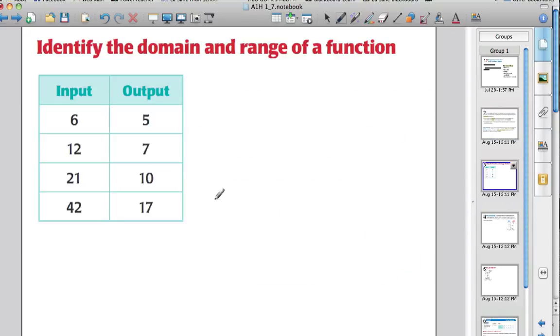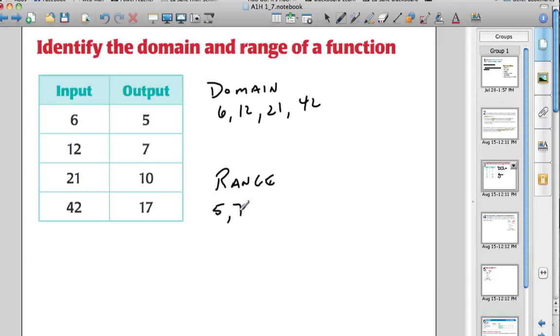So if we take a look here at this table, if we want to identify the domain and the range, the domain is the collection of all of the inputs. Well, the inputs are these: 6, 12, 21, and 42. And when we talk about the range, those are all of the outputs. So that would be 5, 7, 10, and 17. So the domain is a collection of all the inputs, and the range is the collection of all the outputs.